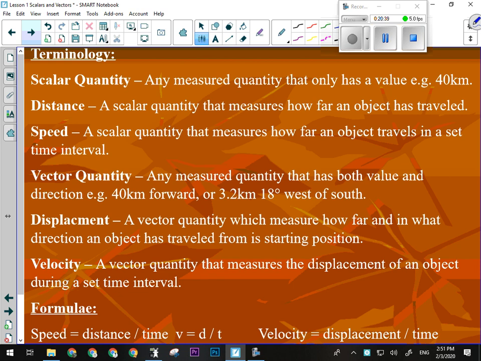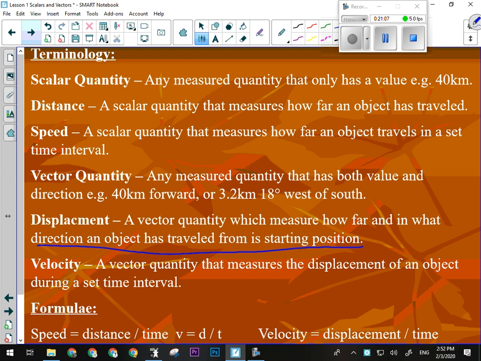A vector quantity is a measured quantity that has both value and direction: 40 kilometers forward, 3.2 kilometers 18 degrees west of south, 750 newtons down. That's force. Force is a vector quantity. Displacement is a vector quantity that measures how far and in what direction an object has traveled from its starting position. So there's direction and a reference point.